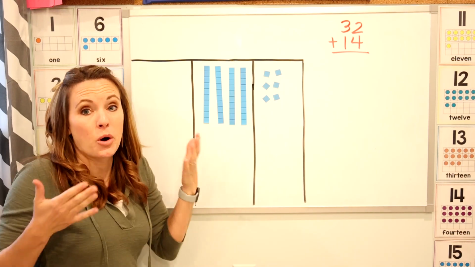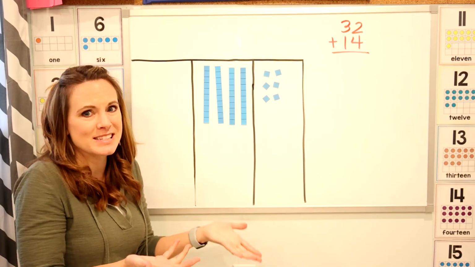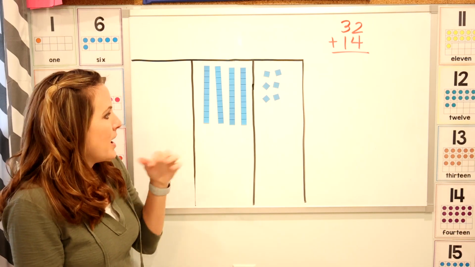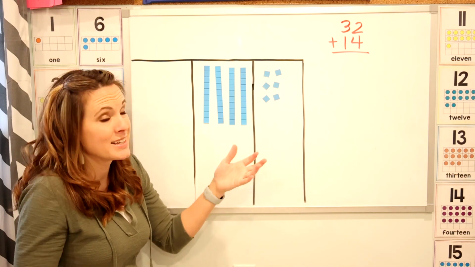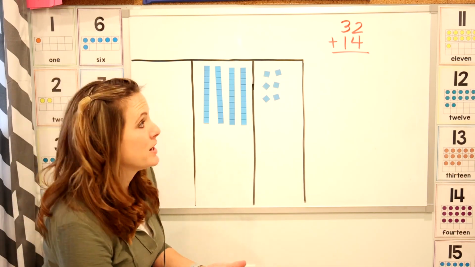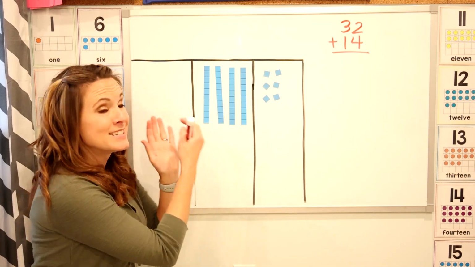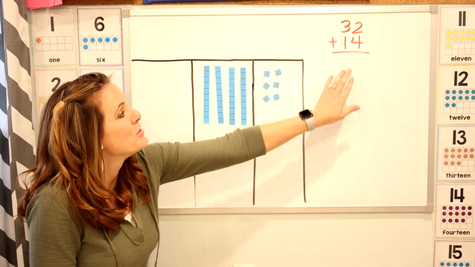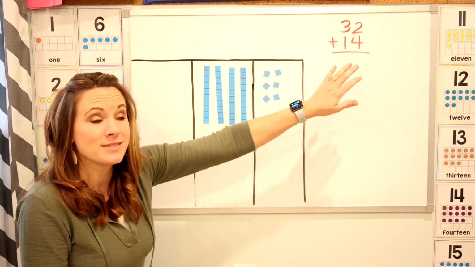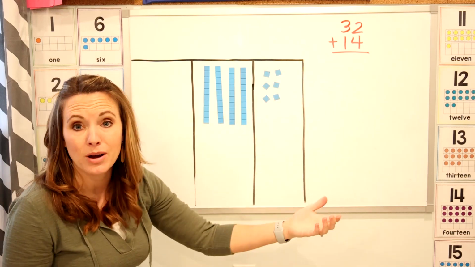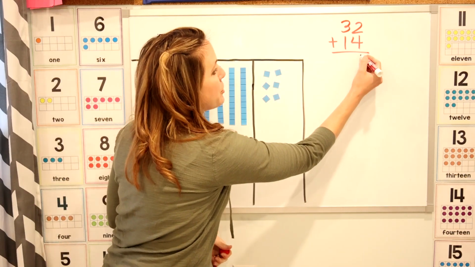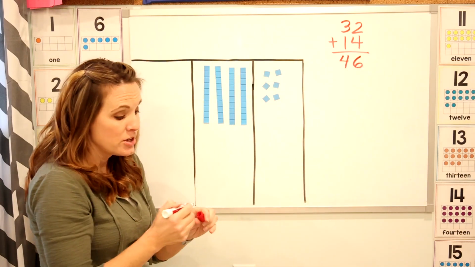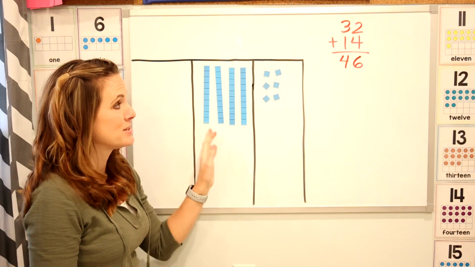So instead of saying always start in the ones, I always ask kids, start where it makes sense. So let's look here. When you're combining these, it really didn't matter what order you went in because you combined tens and tens and ones and ones. That's the most important part. So when I look here, I see ones and ones, 2 ones and 4 ones is 6 ones, and 3 tens and 1 ten is 4 tens. So my answer is 46, and it matches here.